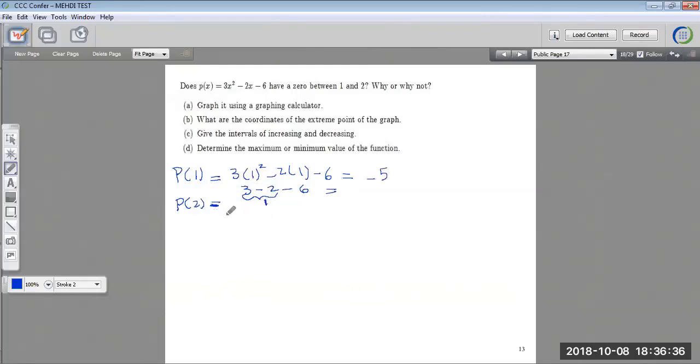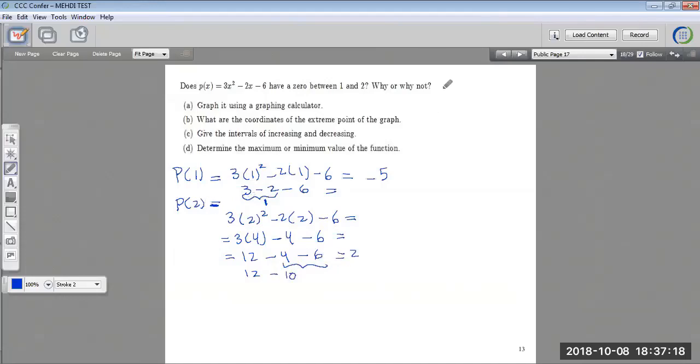If I evaluate P of 2, substituting 2 for each x, and I get a positive number, the answer would be yes. So here I get 3 times 4 minus 4 minus 6. 12 minus 4 minus 6, so you get 12 minus 10. So I get 2.